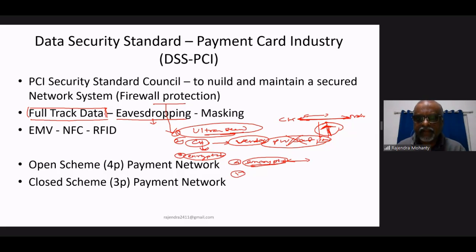And another thing is that the card issuer and the network provider should always try to protect the data environment from any attack, like a malware attack.